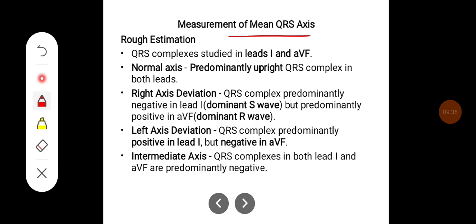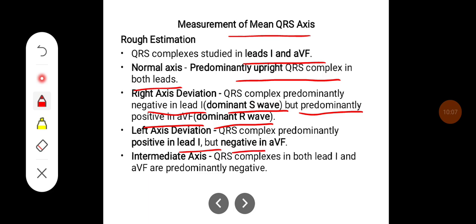How to measure the QRS axis? For a rough estimation, the QRS complexes are studied in lead 1 and AVF. Normally there will be a predominantly upright QRS complex in both leads. In right axis deviation, the QRS complex is predominantly negative in lead 1, that is there will be a dominant S wave, but predominantly positive in AVF, that is there will be a dominant R wave. Left axis deviation is when the QRS complex is predominantly positive in lead 1 but negative in AVF. The intermediate axis is when the QRS complexes in both lead 1 and AVF are predominantly negative.